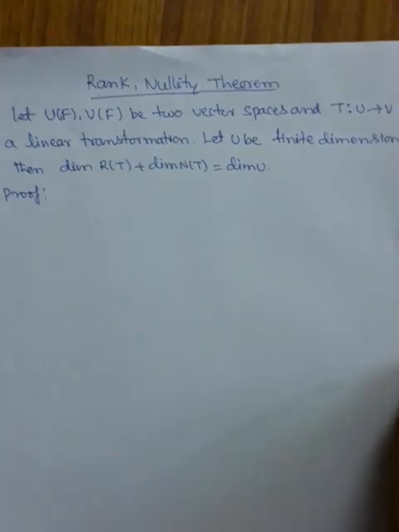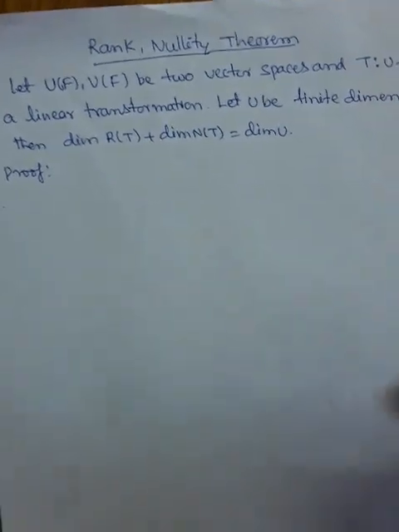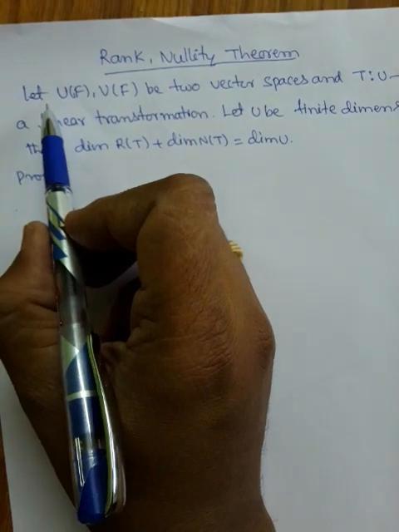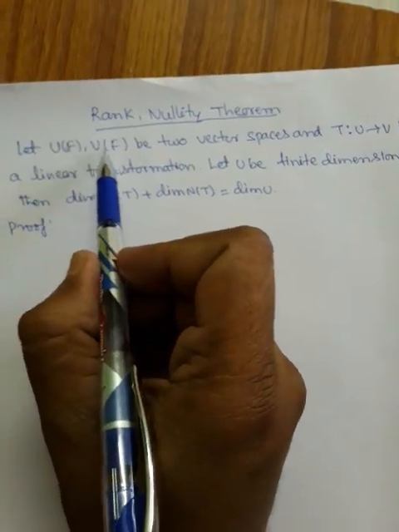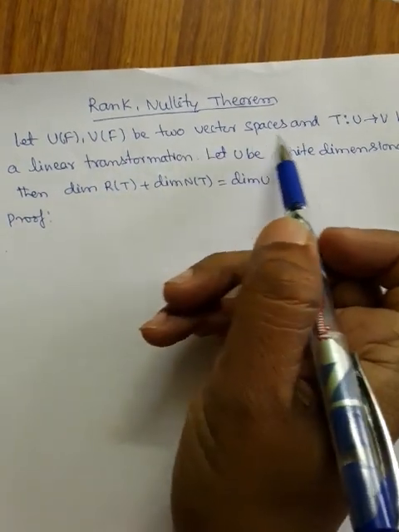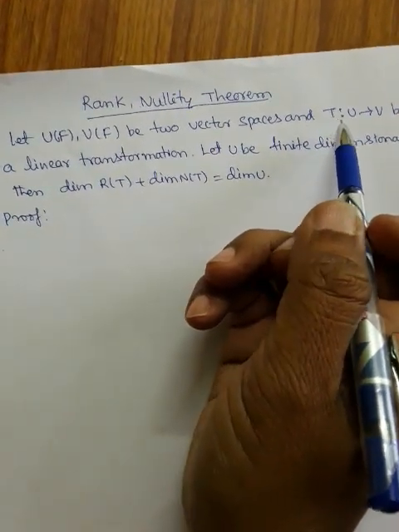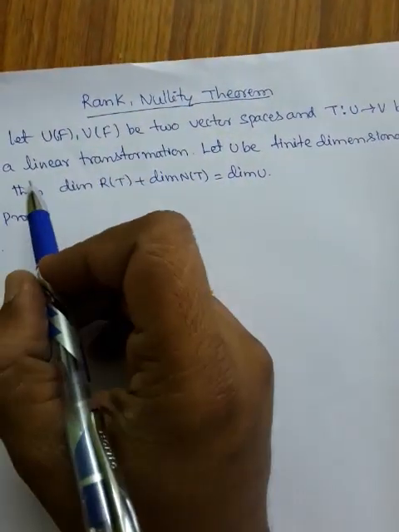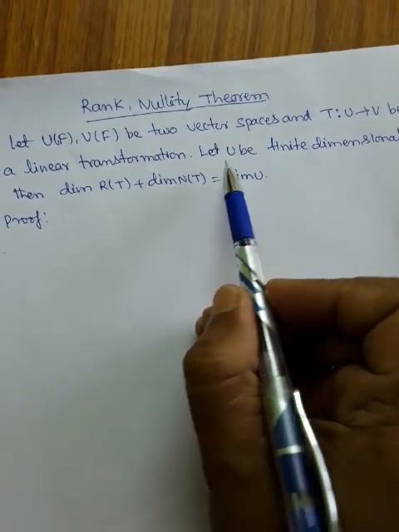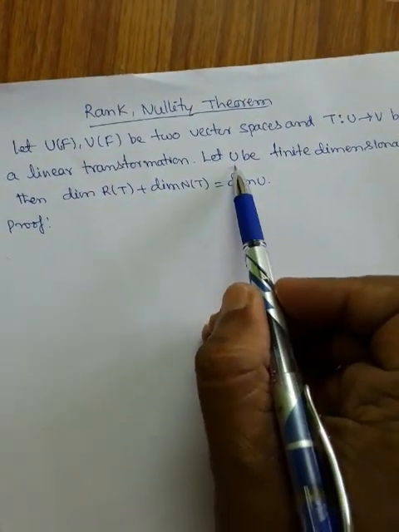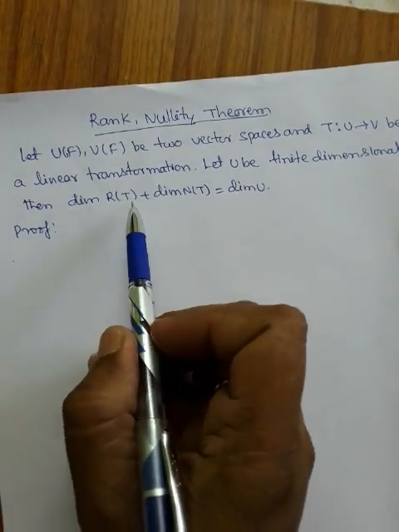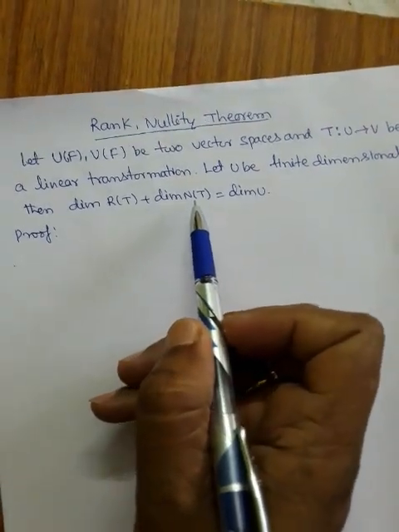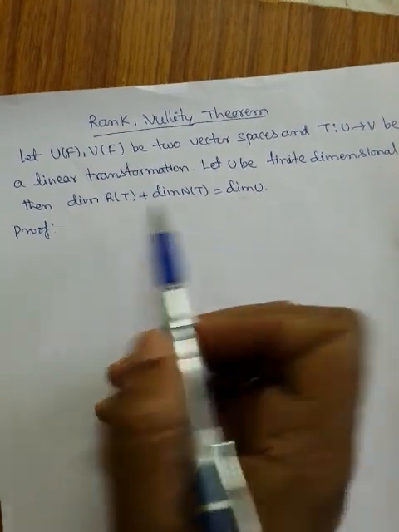Hello, today we will discuss the rank-nullity theorem. The statement of the rank-nullity theorem is: let U(F) and V(F) be two vector spaces and T: U → V a linear transformation. Then if U is finite dimensional, dimension of R(T) plus dimension of N(T) is nothing but dimension of U.